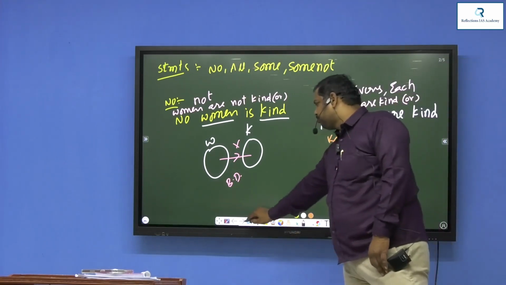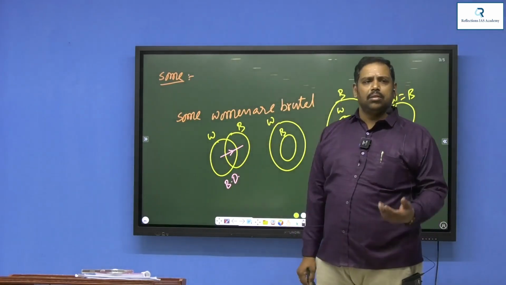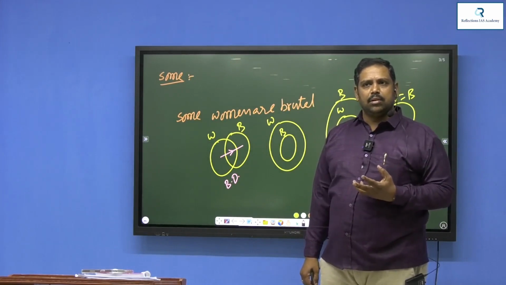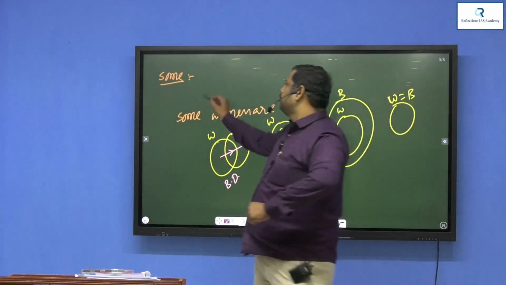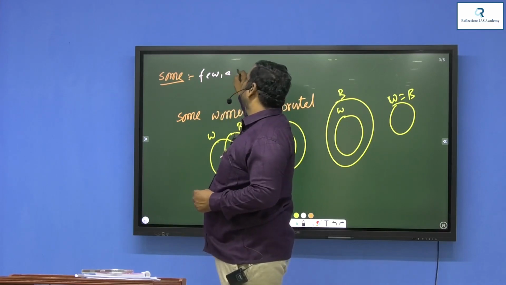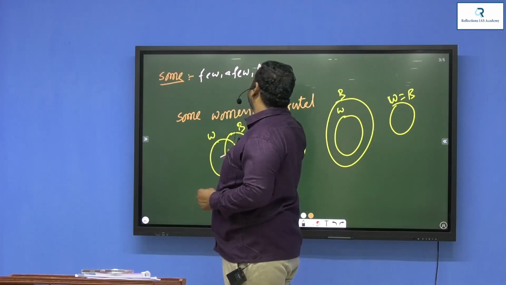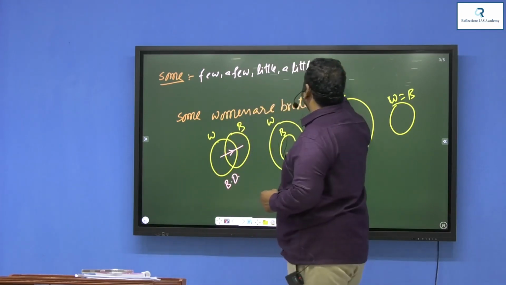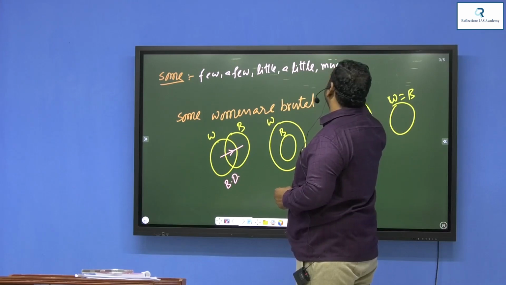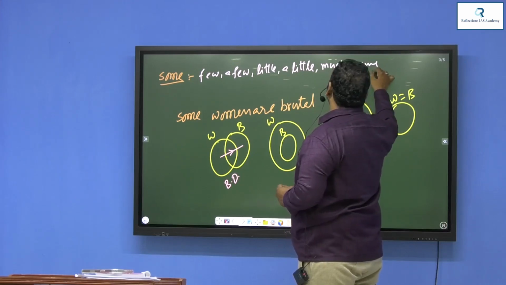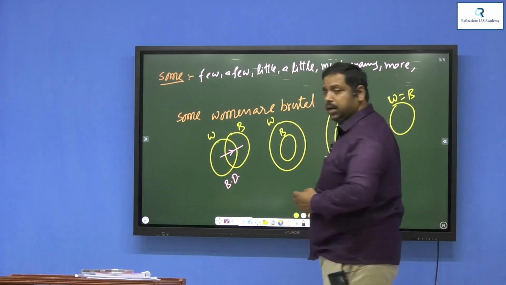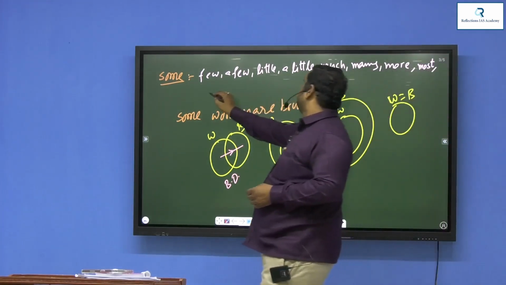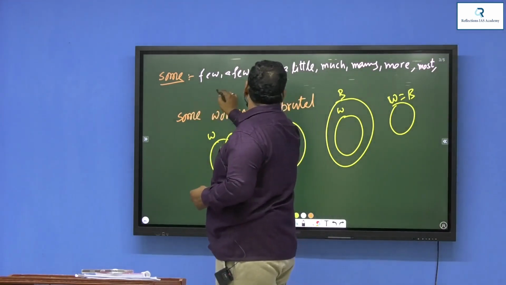Okay, next one. Some examples. Some. Say loudly. Few, a few. Little, a little. Or much. Many. More. Less. Mostly. Okay, most. Many. Okay, any other?